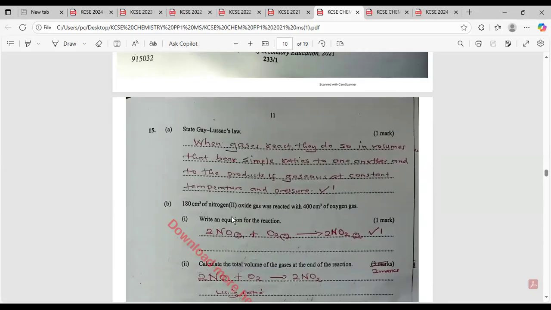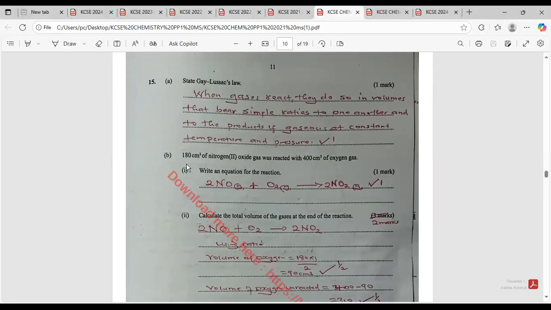Good. Question number 15. State the Gay-Lussac's law. This stating of the Gay-Lussac's law is not very common, but you can see it was tested. So how does it state? It says when gases react, they do so in volumes that bear simple ratio to one another and to the products, if gaseous, volume, pressure and temperature kept constant. So you need to understand how to state the Gay-Lussac's law in this question.